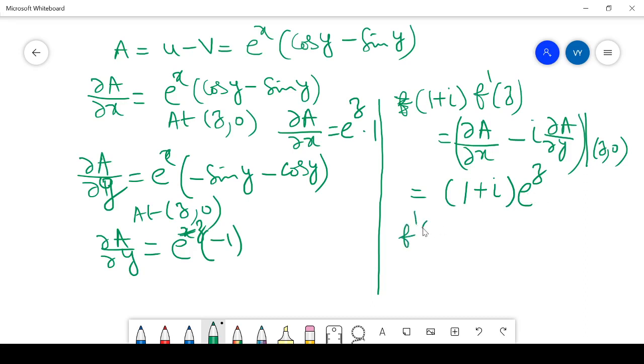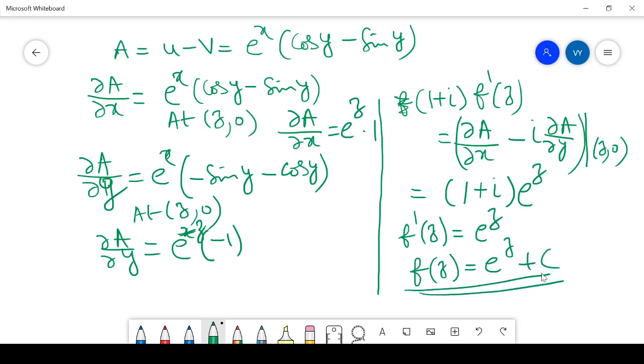So from this f'(z) is equal to e^z, or f(z) will be e^z + c. When you separate e^z into real and imaginary parts, you will have u minus v to be e^x (cos y − sin y). This completes the solution of this particular problem.